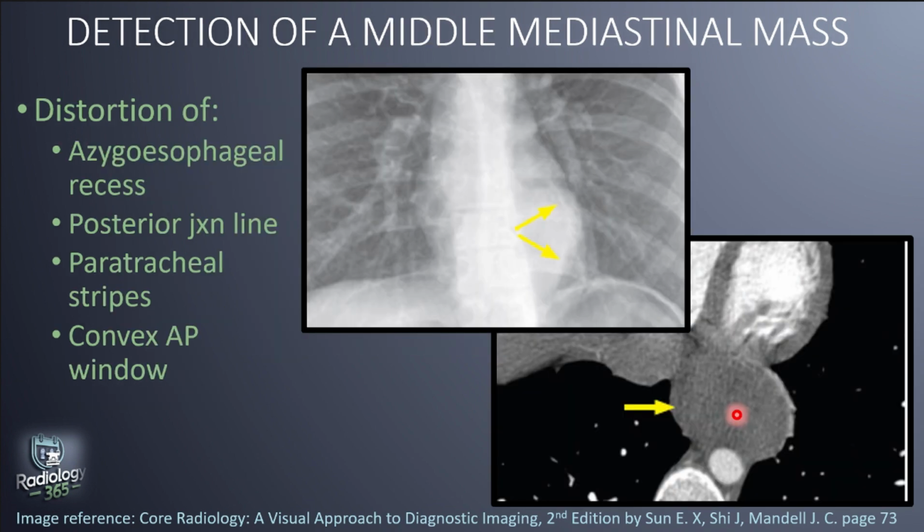Then for the middle mediastinal masses, distortion of the azygoesophageal recess, distortion of the posterior junction line, distortion of the paratracheal stripes, or an outward convexity of the aortopulmonary window would suggest a visceral compartment mediastinal mass.